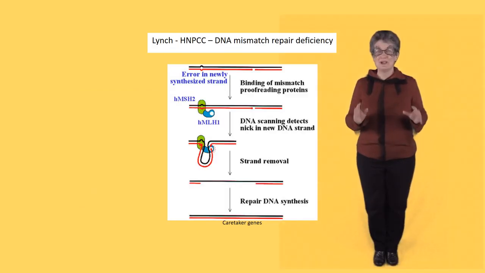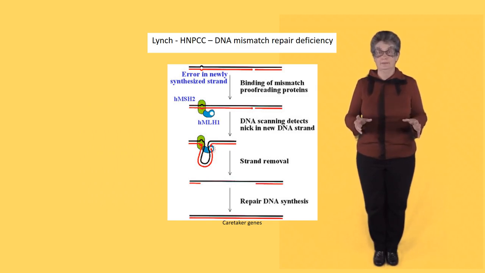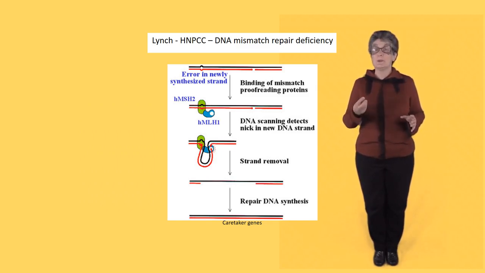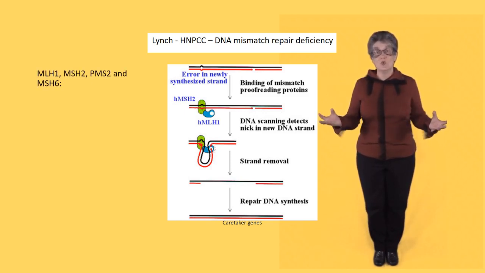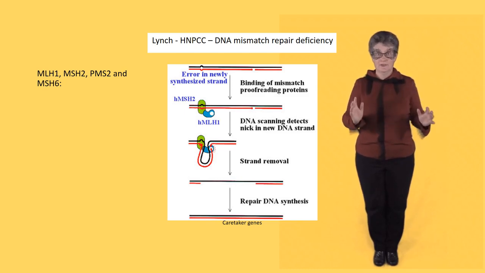Lynch syndrome is much more common. Lynch syndrome is caused by an abnormality in DNA repair. It can be caused by a mutation in one of four genes: MLH1, MSH2, PMS2, and MSH6. Together, these four proteins form an enzyme that repairs DNA. In a specific situation, it repairs it where there has been a DNA mismatch.